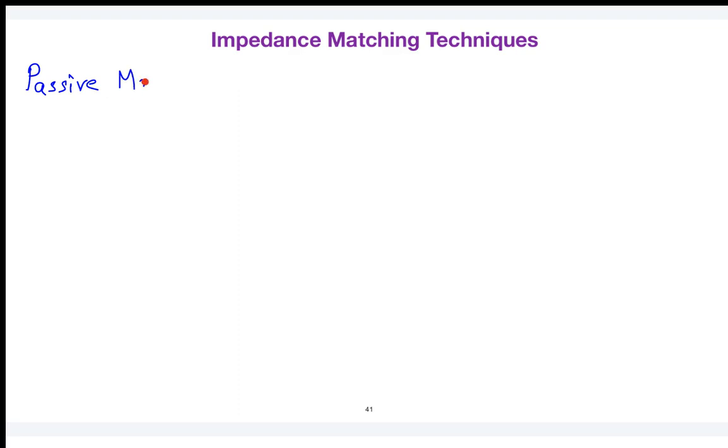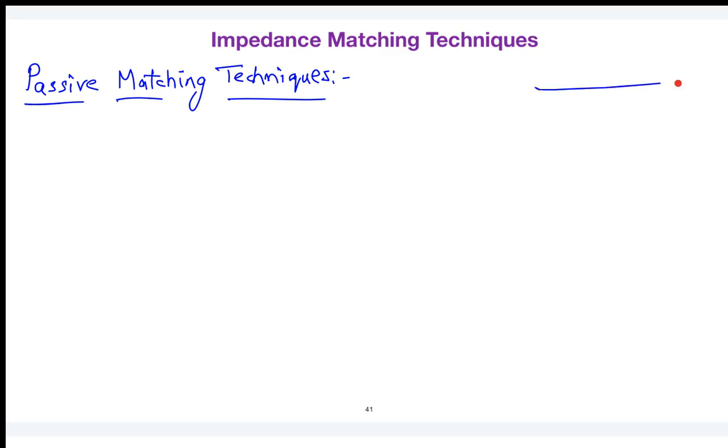In passive matching techniques also, there are a number of techniques. Of course, I am not going to discuss all those things, because they are not in the GATE syllabus. There are different stub matching techniques. If this is your main transmission line, you can add one more transmission line in parallel, so that the placement of this stub and the length of this other transmission line ensure that the impedance matching is happening. All that theoretical part is not required for GATE, so I'm not going to tell you that.